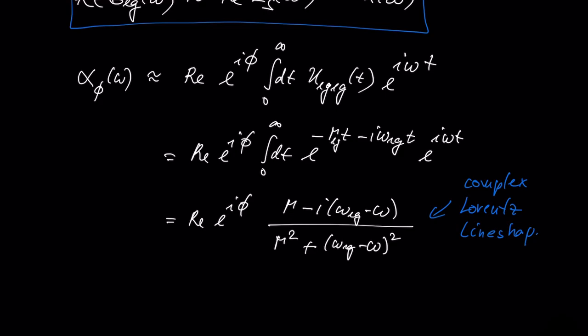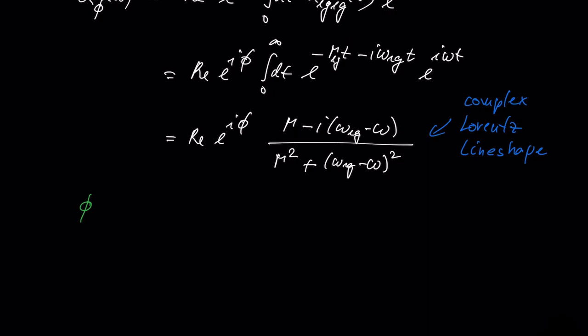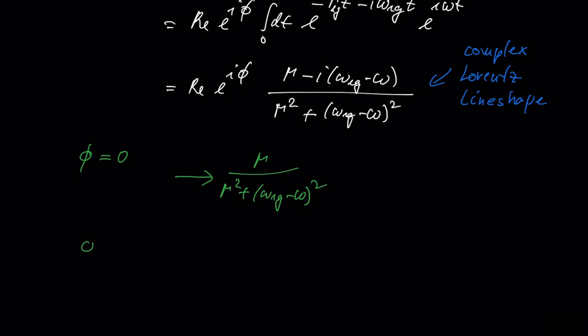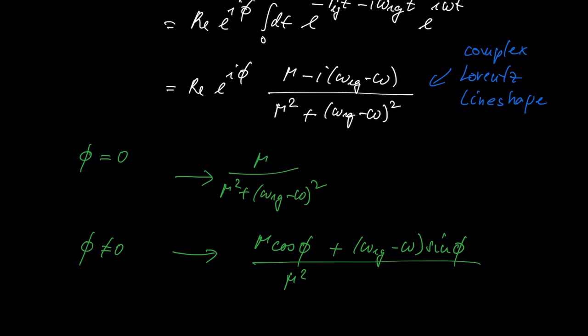And we know quite well from our earlier calculations that when phi, the phase, is zero, the line shape will be the one that we know already. Very simple Lorentzian line shape. But when phi is not equal to zero, because we will multiply everything by i omega, we will get a cosine of phi in the real part, and we get a sine of phi from the imaginary part. Something like this, and we will divide by the very same function as before.